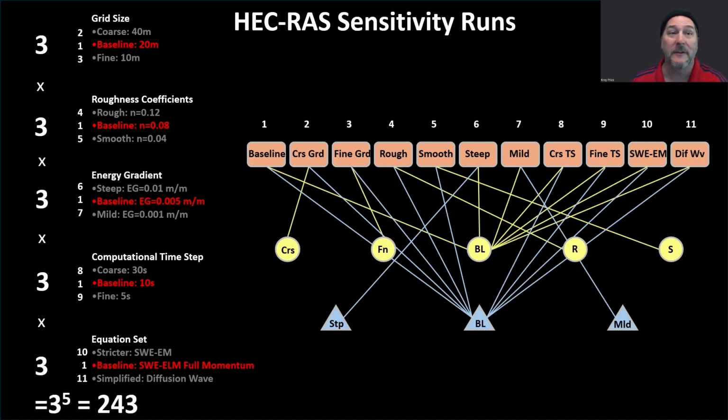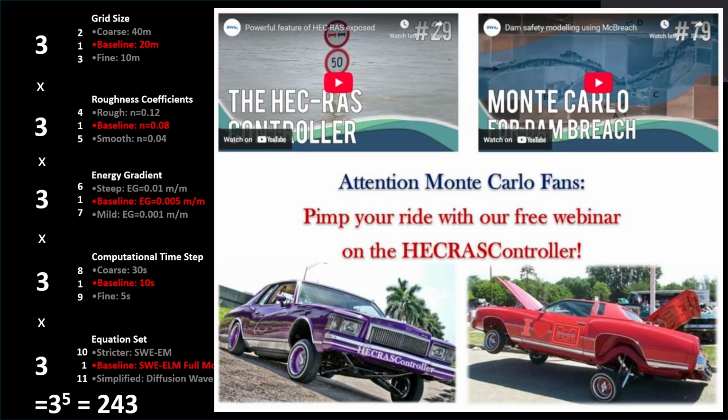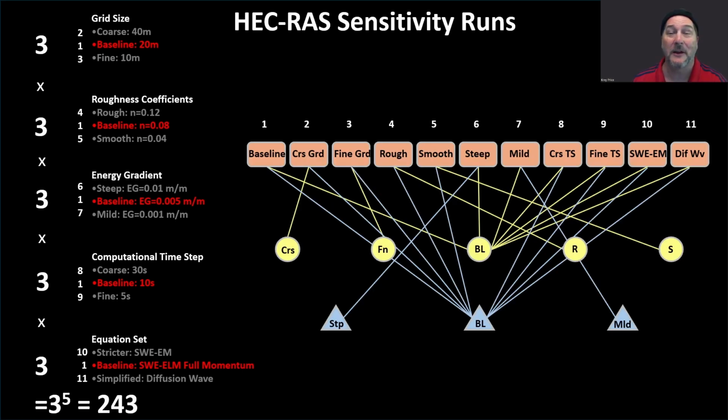We have 3 to the 5th. That is 243 potential model runs that we could have by linking all of these together. Now, I will include some links below for some Monte Carlo webinars where you can look at how to do that within HEC-RAS and how to get into the settings and have it run all of these.